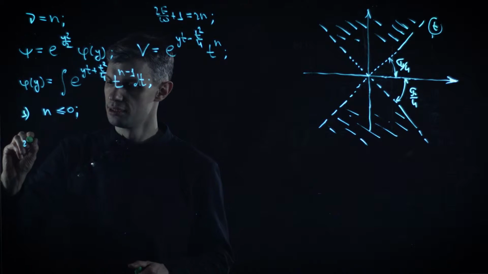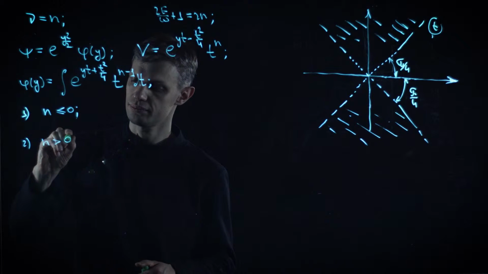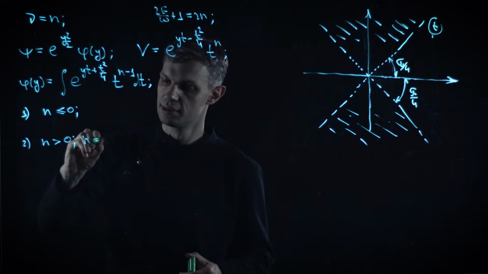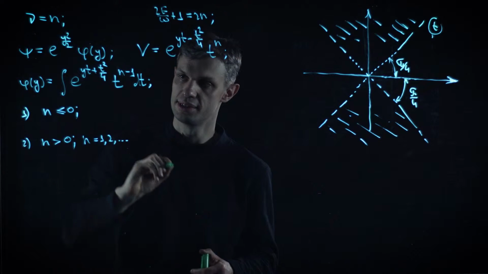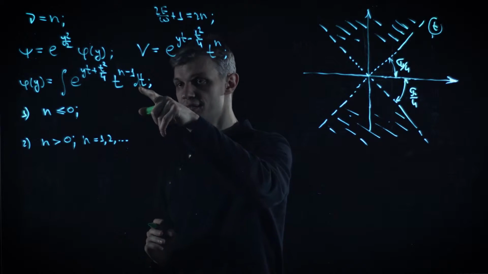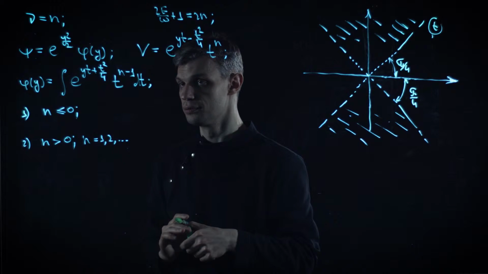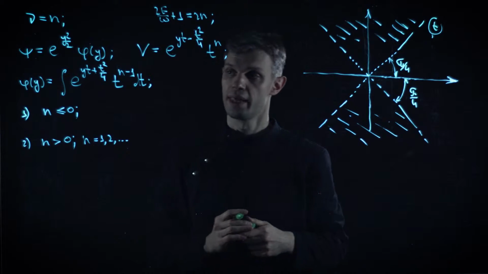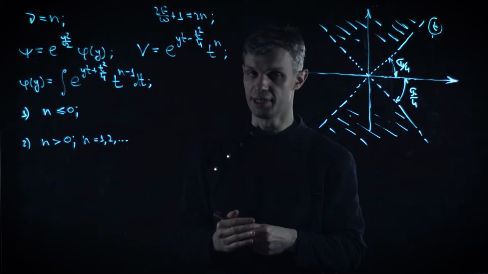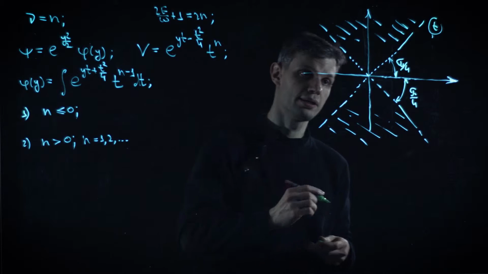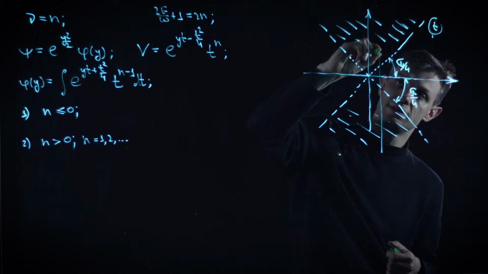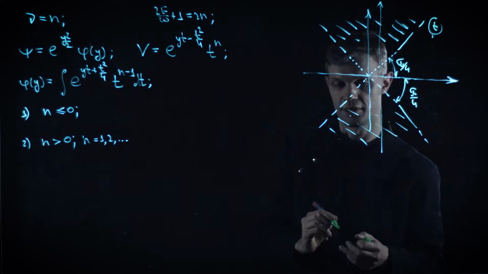So let's consider the case of strictly positive n. So n equals 1, 2, and so on. This way we see that our phi function doesn't have a pole at t equal to 0, and the whole integrand becomes an analytic function in a complex plane. So as a contour, we may choose again the vertical infinite segment.